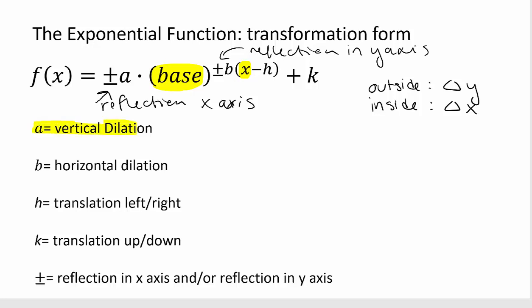Our a is our vertical dilation, so that would be a number multiplied by the parent function. Our b is our horizontal dilation, so notice that's on the inside and it's part of the exponent. Our h is our translation left and right. Our k is our translation up and down, and then we already talked about our plus and minus, which is our reflection.